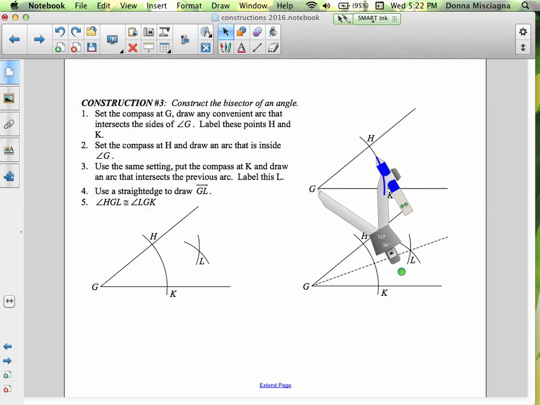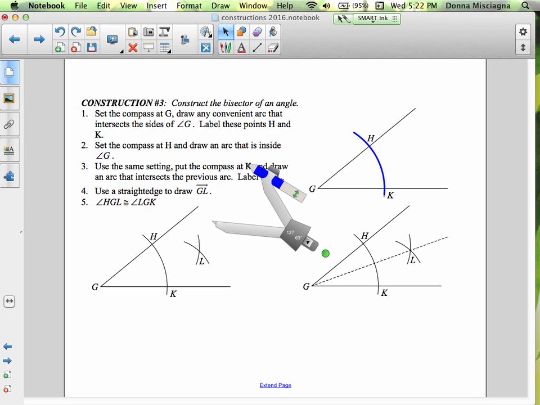All right, so we draw an arc. This has marked off two places on our angle, a place right here and right here. And those points are the same distance away from the vertex. This is the vertex of the angle. The reason we know they're the same distance is this is a radius of a circle, and this is a radius of the same circle. And we know all radii of a circle are congruent.